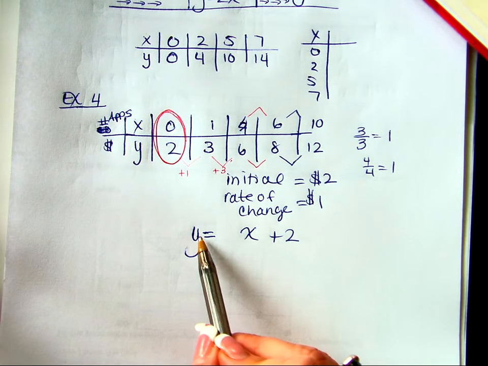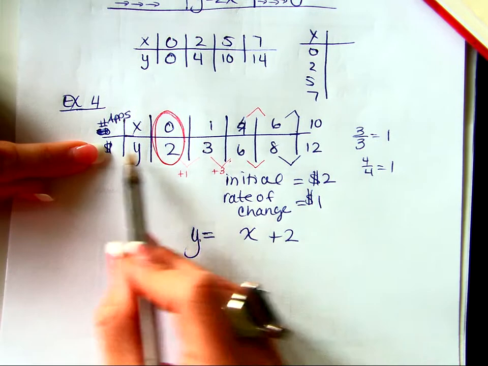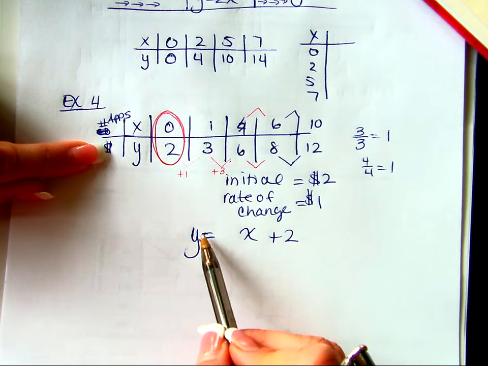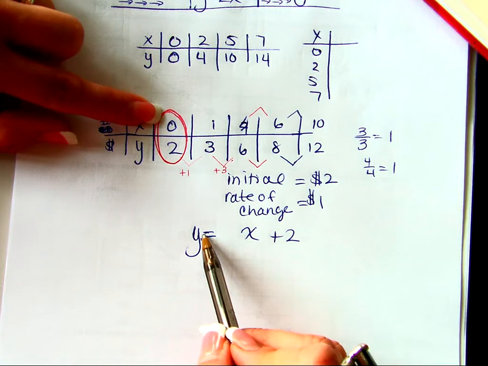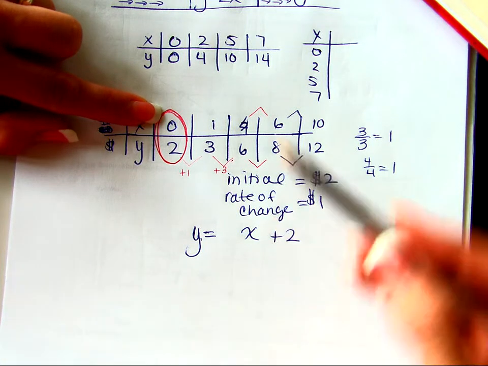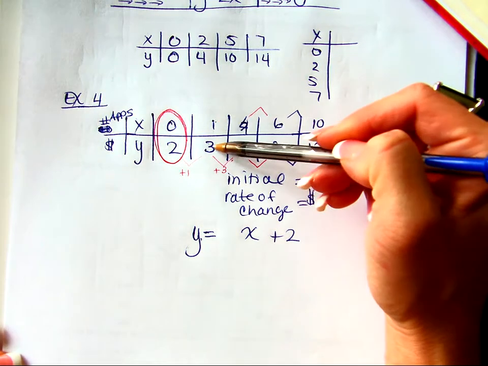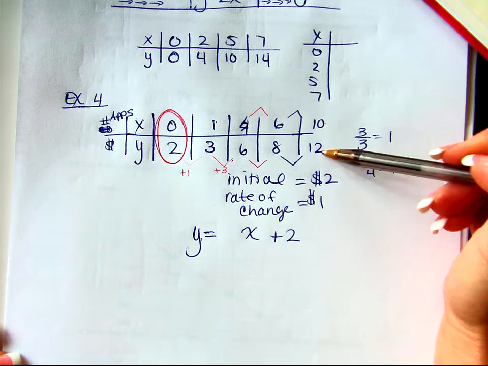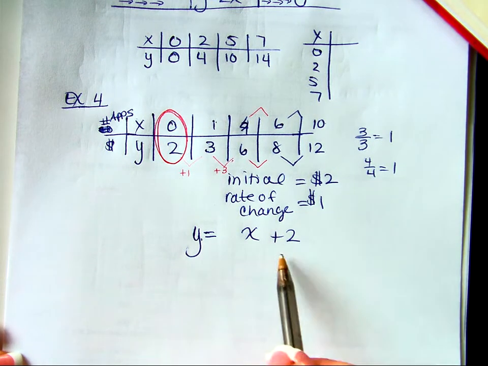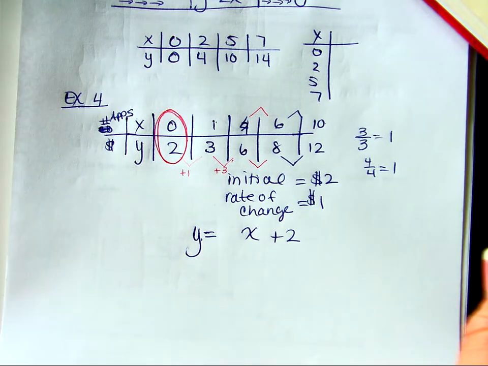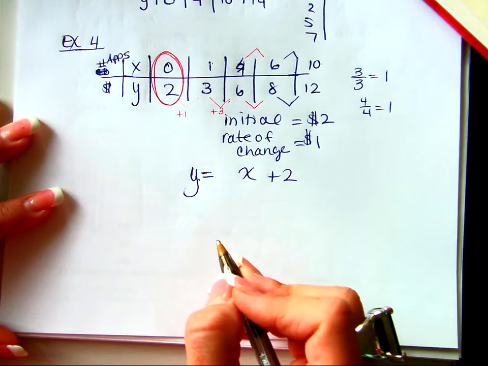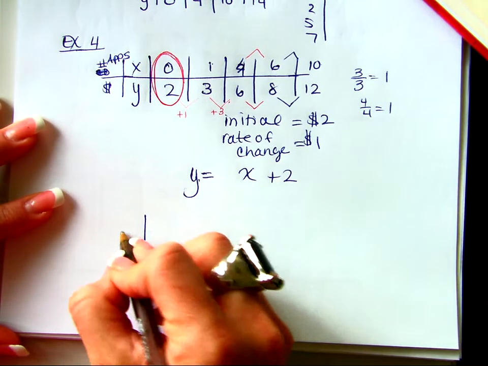It means that your output, which is all of these y's and your range here, is basically equal to whatever your x is plus 2. So what is this plus 2? 3, 4 plus 2, 6 plus 2, 10 plus 2. And this is the rule that fits that table. Okay? Let's see about this one.